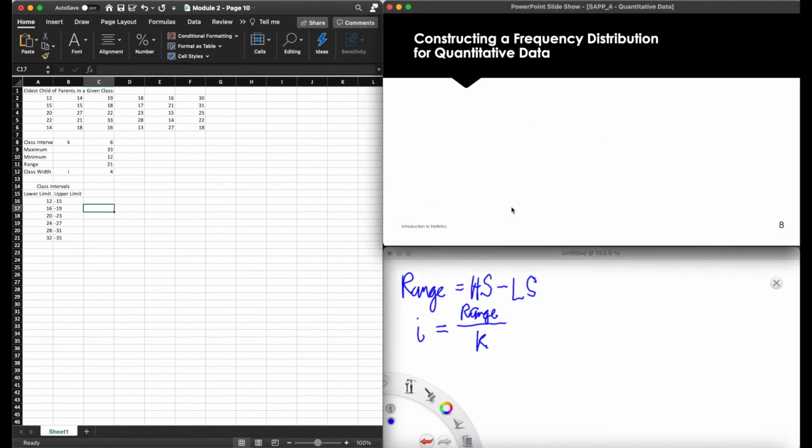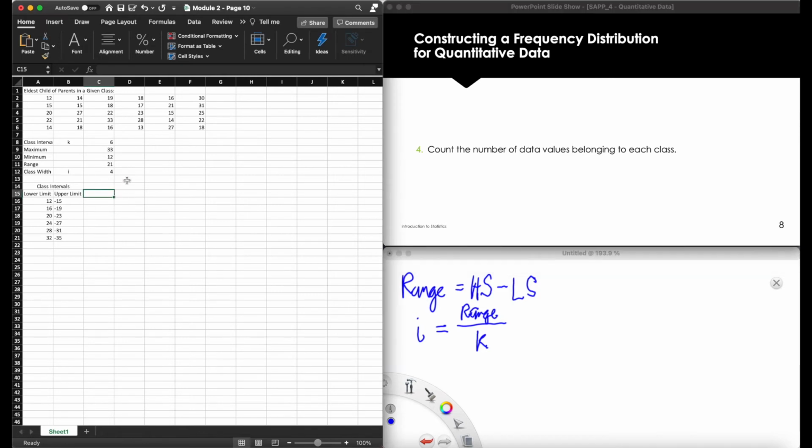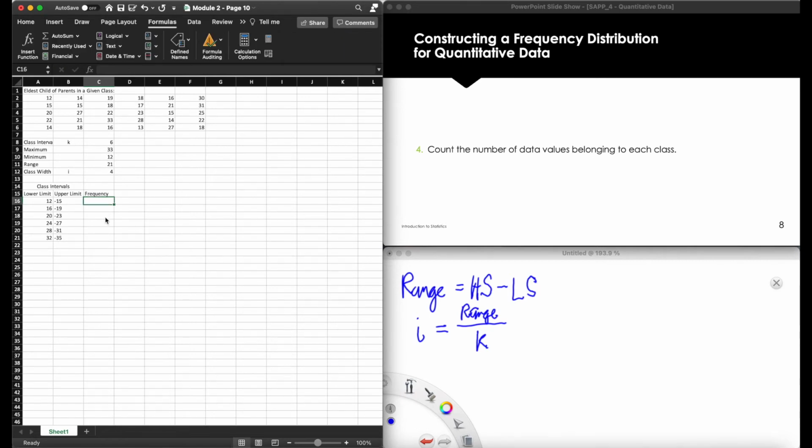Next step is to count the number of data values belonging to each class. So this is where we will put our frequencies. All right, let's try the frequency. Now we'll be counting the frequencies, how many data are there between 12 to 15. Technically we would be tallying how many values are there from 12 to 15 in this data set, but we'll use technology to count that.